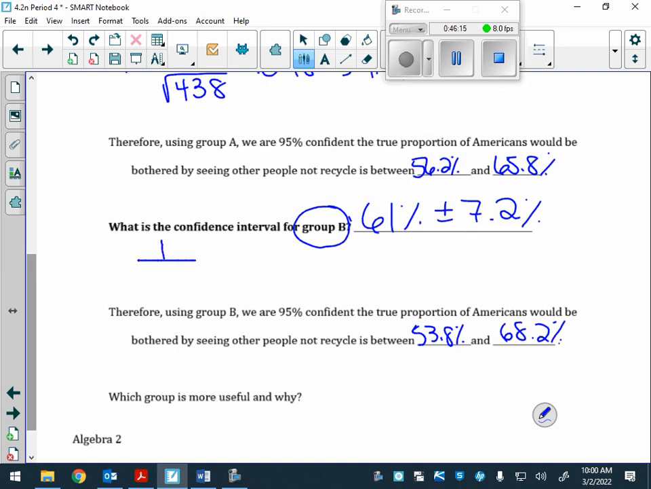It was 1 over the square root of 191, okay? And you should have gotten 0.072. And then multiply it by 100, and it gives you the 7.2%.